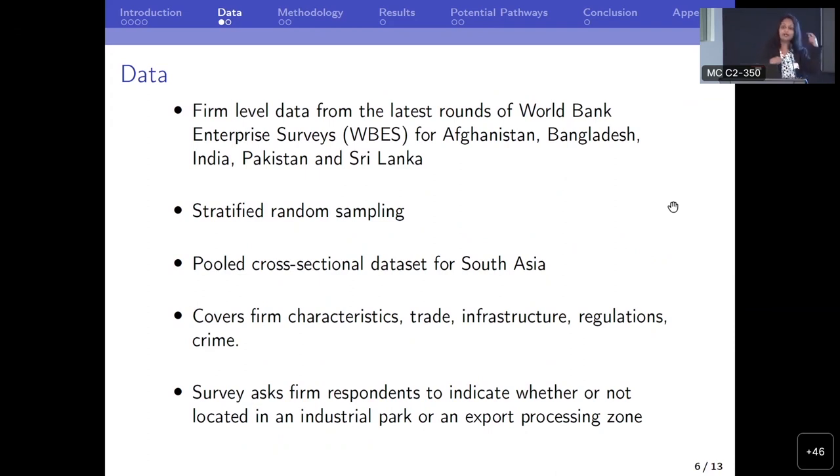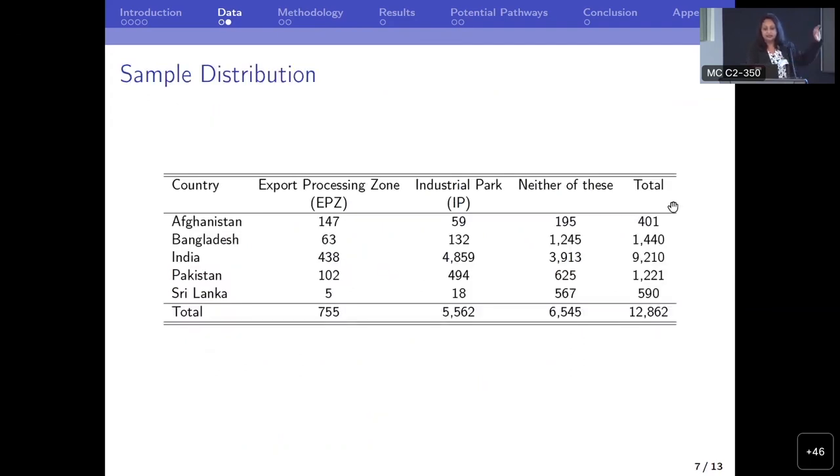And that's why, going back to what I said about industrial enclaves, when I refer to industrial enclaves, I'm strictly going by the World Bank survey data and referring to an industrial park or an EPZ. So this is the sample distribution that I arrive at by aggregating these data sets.